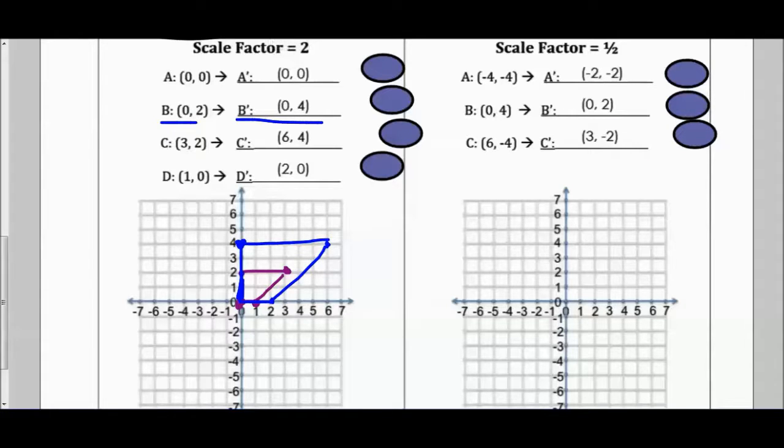So I'm going to plot the original one in purple again, and the new smaller one in blue. And you can see that each of these points got closer to the origin. Each of them actually cut their distance from the origin in half. Anytime we have a scale factor that's less than 1, the points are going to move closer to the origin. The overall shape is going to get smaller.